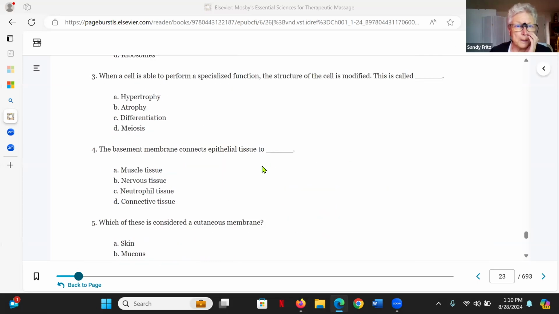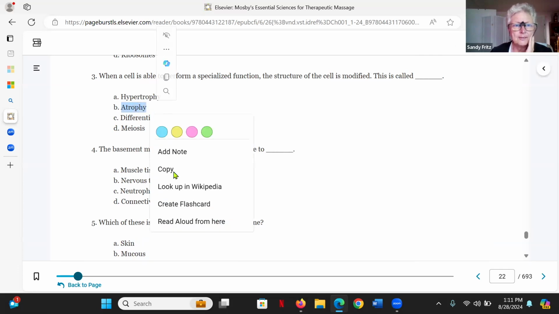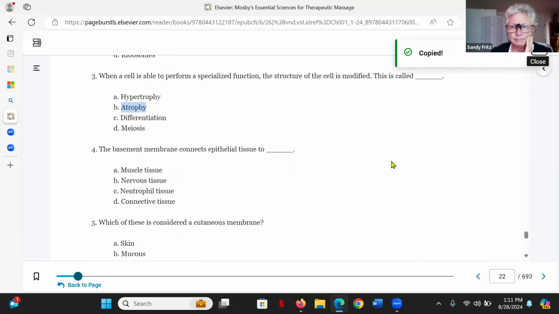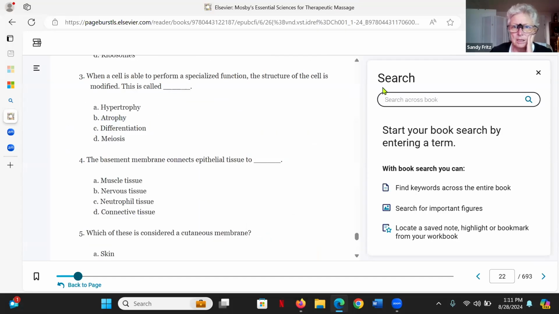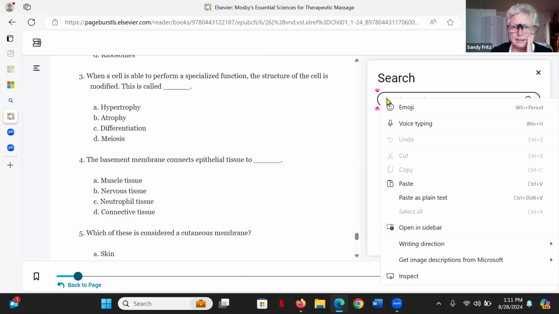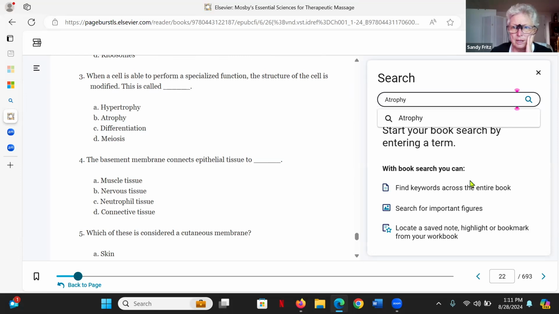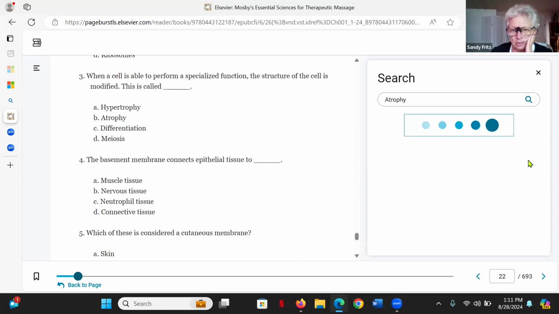Let me show you how that works. Let me pick up the term atrophy. I'm going to copy that. And then I'm going to go over here, and you see that little magnifying glass there. I'm going to hit that. I'm going to paste that in there. And I'm going to hit search.